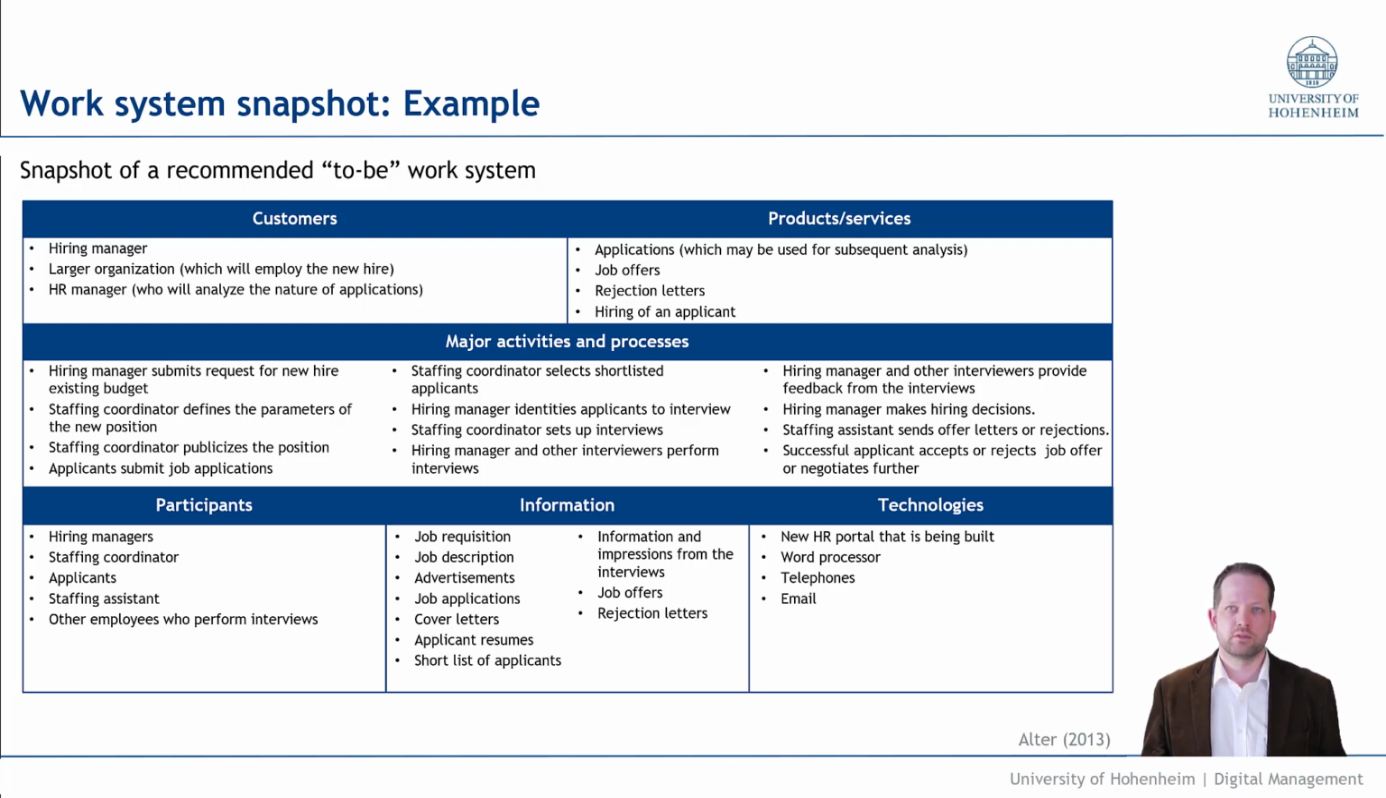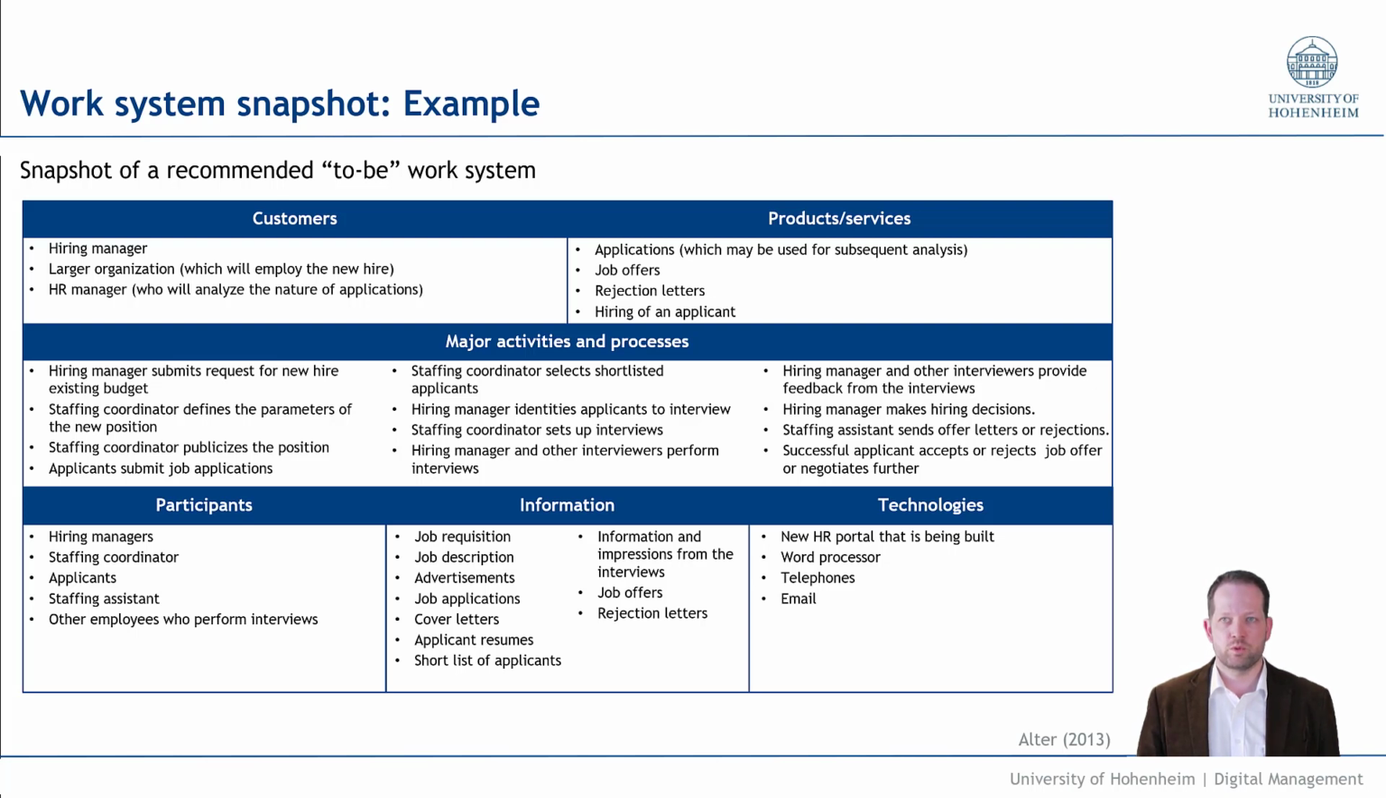And the technologies to be used in this to-be work system, which we describe here, are, for example, a new human resources portal, which is being built to support this work system, but also standard work processes, telephones, emails, and the like. As you see here, for each of the bullet points, one can go into further detail, and one needs to go into further detail to fully understand the work system. But on this one page, you get a rough overview of what's included.